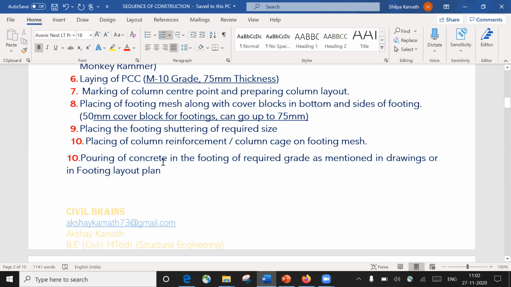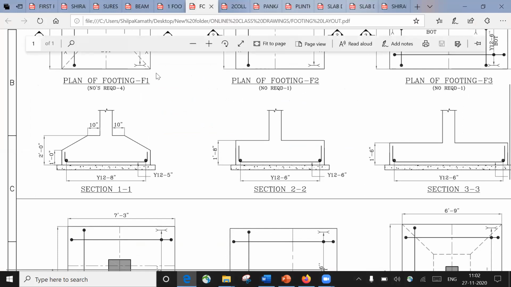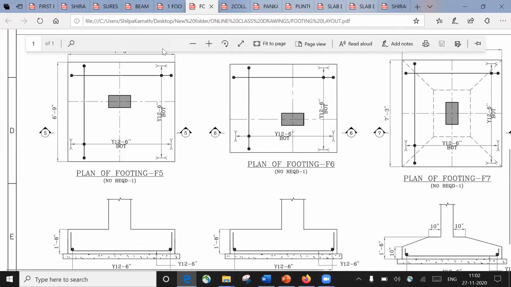So once this is done, next is pouring of concrete in the footing of the required grade, as mentioned in the drawing or in the footing layout plan, right? Once you have done the shuttering and all, the next is to pour the concrete into that particular footing. And whenever you pour the concrete, you have to see the drawing again. Usually you're going to use a single grade of concrete only. So in the drawing, it will be mentioned what grade of concrete has to be used. We'll try to see that.